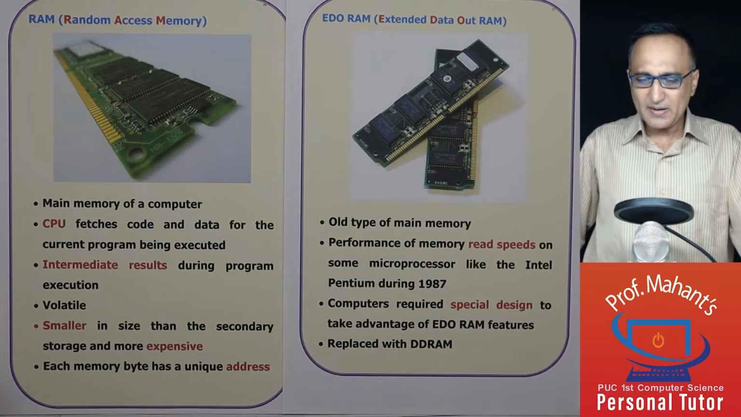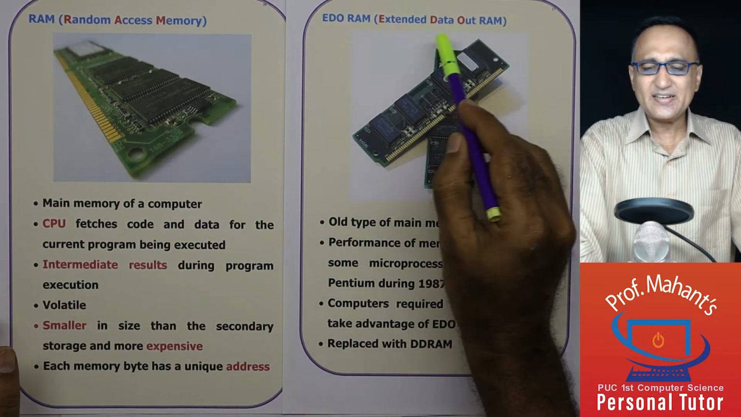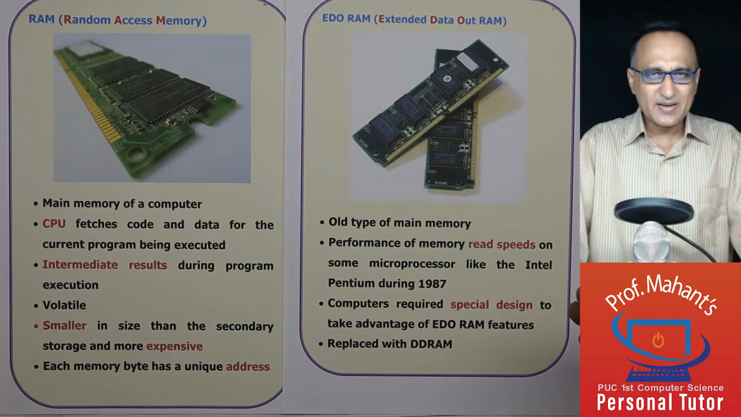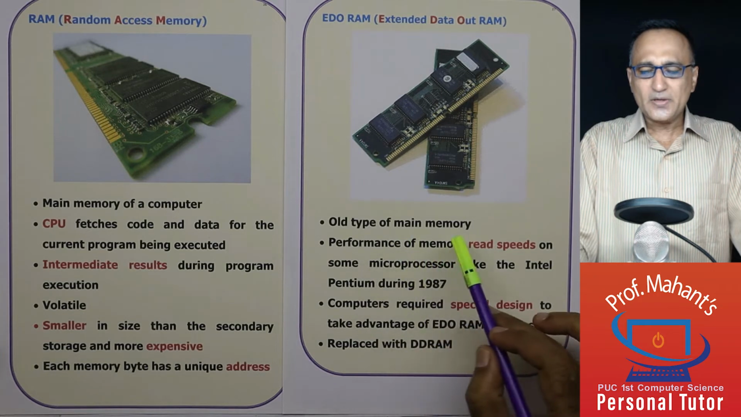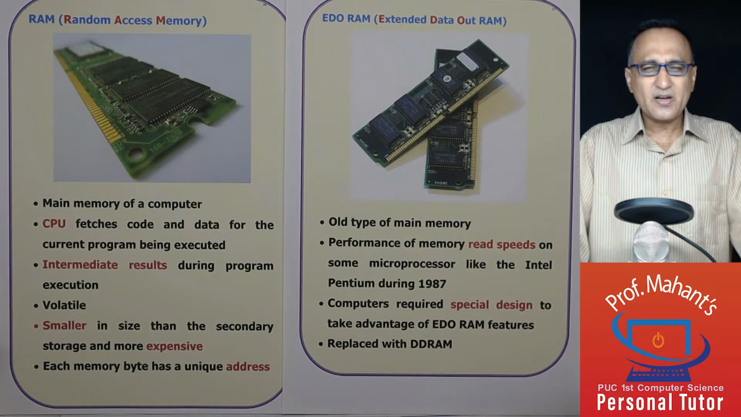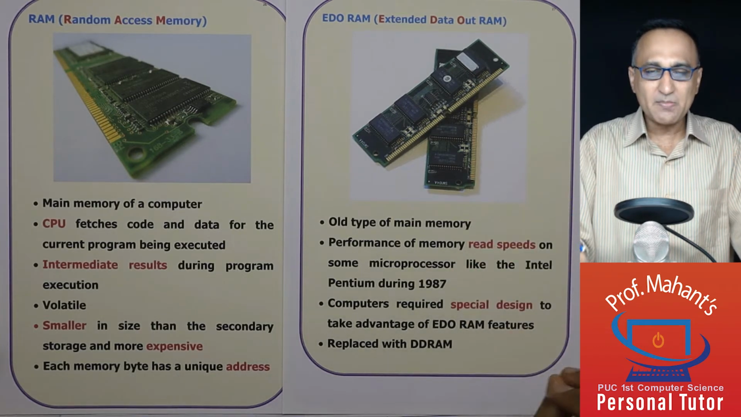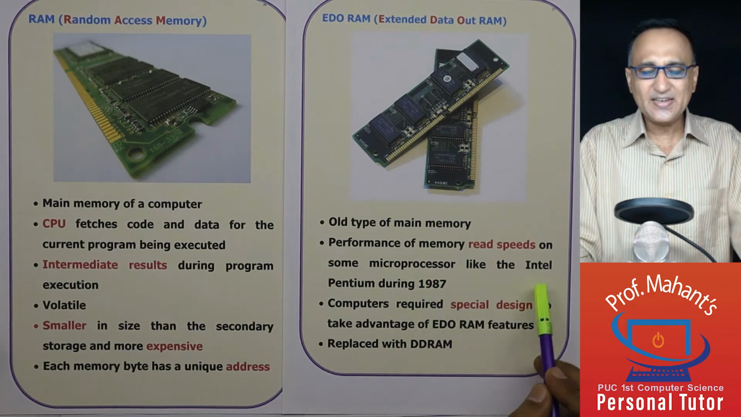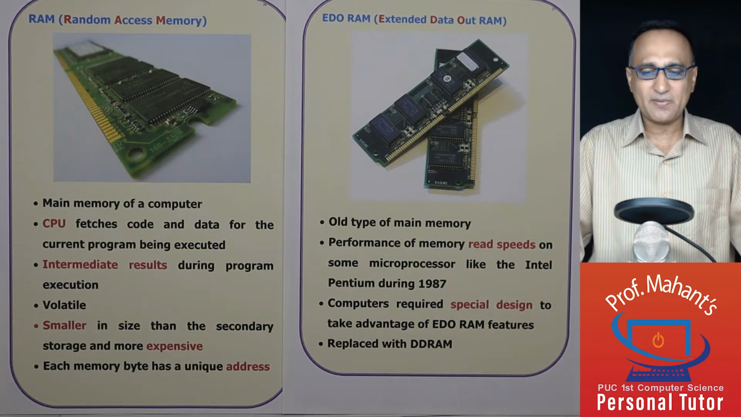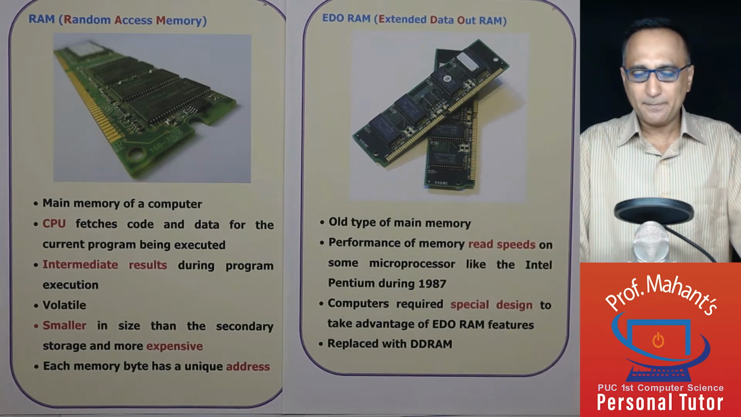The first type of RAM I'm going to discuss is something called the EDO RAM, which stands for Extended Data Out RAM. This RAM is no longer used. It is an old type of main memory which was primarily used in the early 90s to increase the reading speeds from the main memory so that the CPU can process faster in special processors like the Intel Pentium processor. So if you wanted the reading to happen faster, you tended to use the extended data out RAM or the EDO RAM.